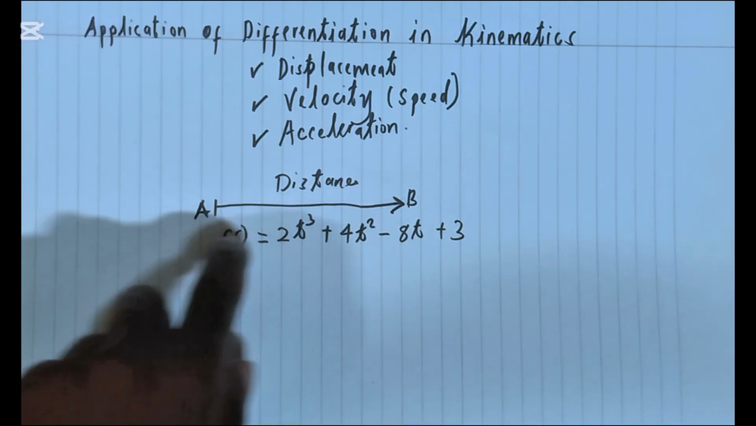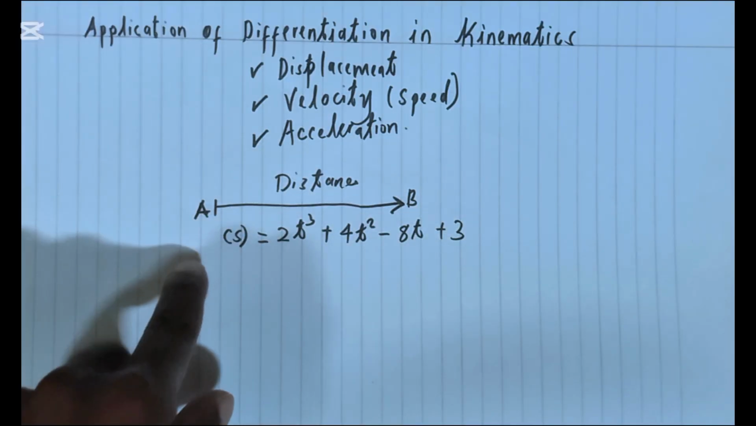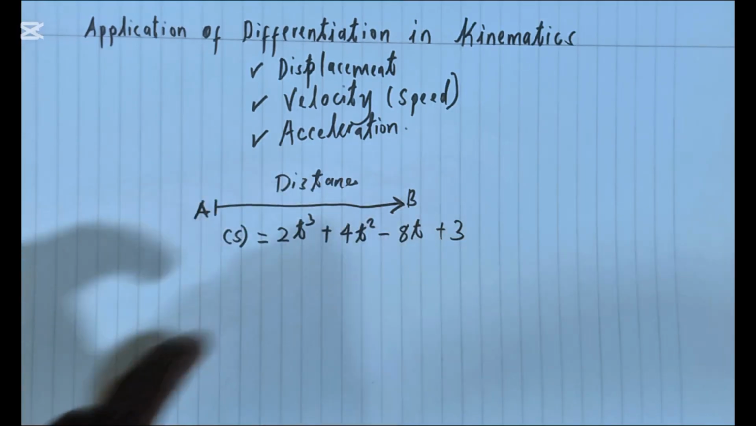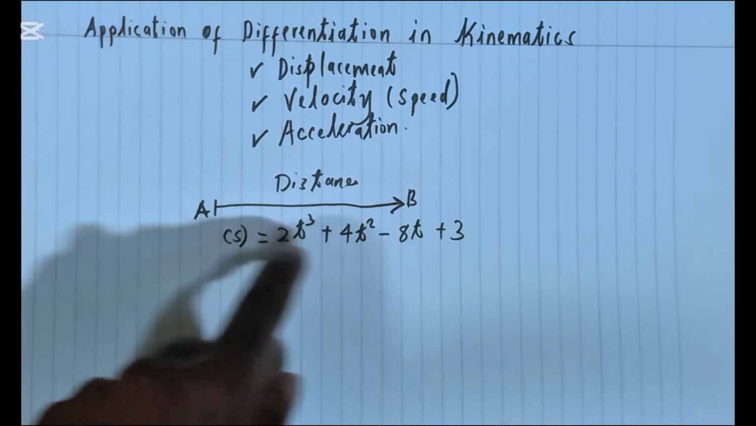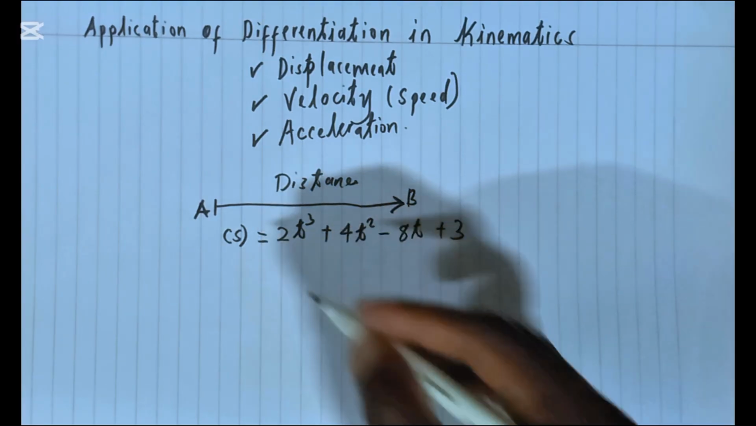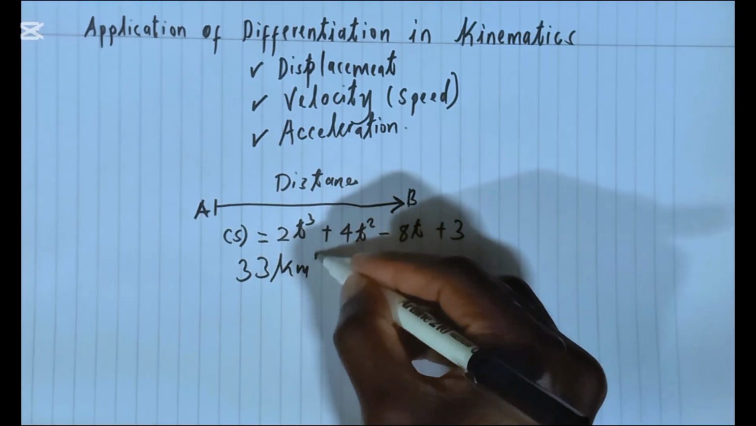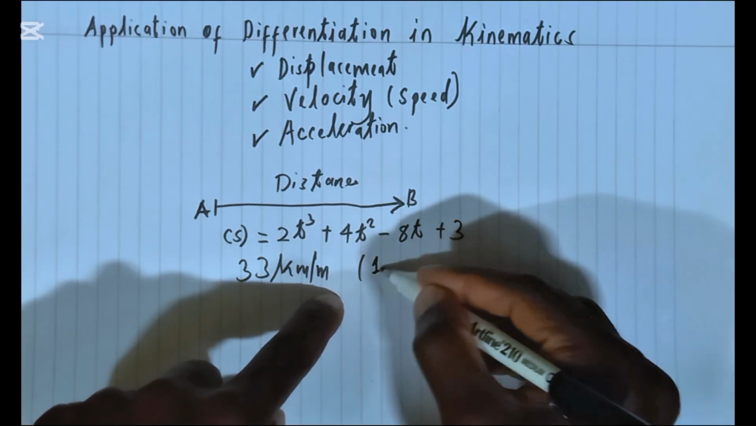And now when we talk of acceleration, we are talking of the change of velocity. You see, as much as the motion of an object moving from A to B is fast, it can move faster. So it can begin, let's say, at a velocity of 33 kilometers per hour, and that is in the first second.